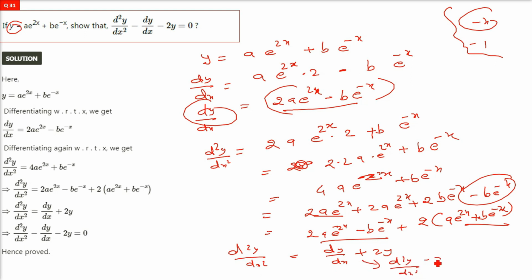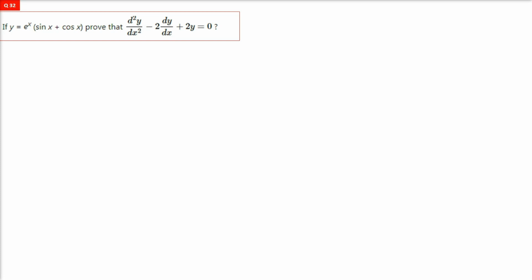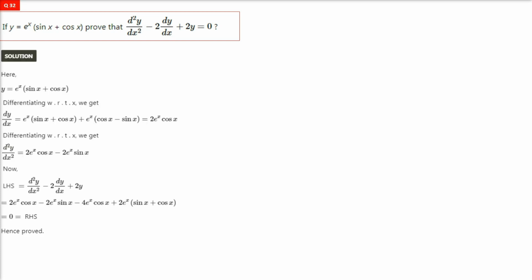Now bring everything on the left hand side. It will be minus dy by dx plus 2y minus 2y equals 0. So this is what we have to prove, and this is the final answer. So this question we have already done. So this is the solution. You can always see. You have to prove this. So I hope you'll be able to do this.